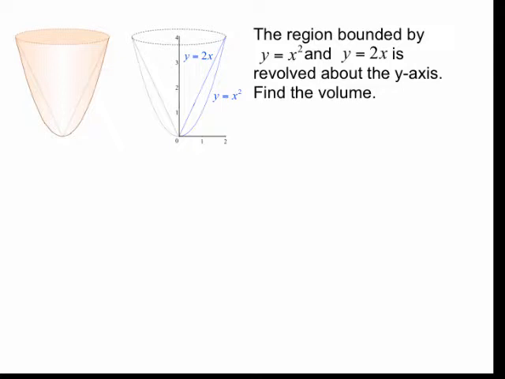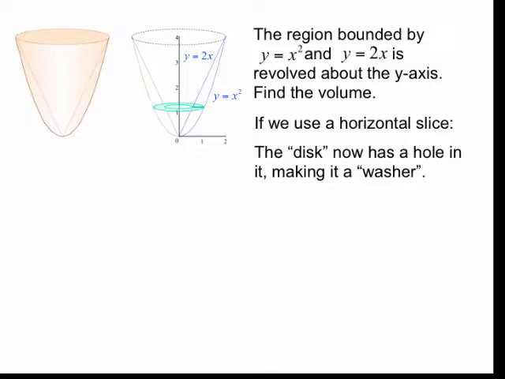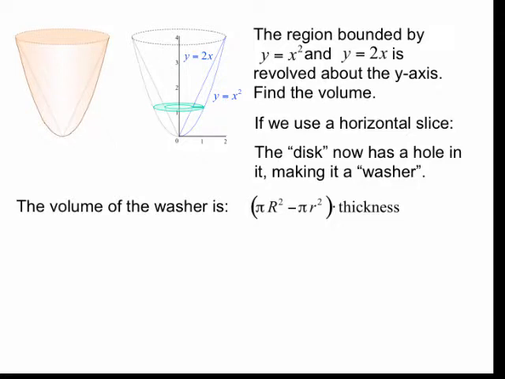Again, because we're revolving around the y-axis, our rectangles run perpendicular to the axis of revolution, so we use a horizontal slice. Now what's going to happen this time is the disc has a hole in it. It's like taking the outer disc, which we did in previous examples, and then subtracting an inner disc. We call this a washer. The volume of the washer is going to be the pi r squared thickness of the outer disc minus the pi r squared thickness of the inner disc, which I can write as you see here.